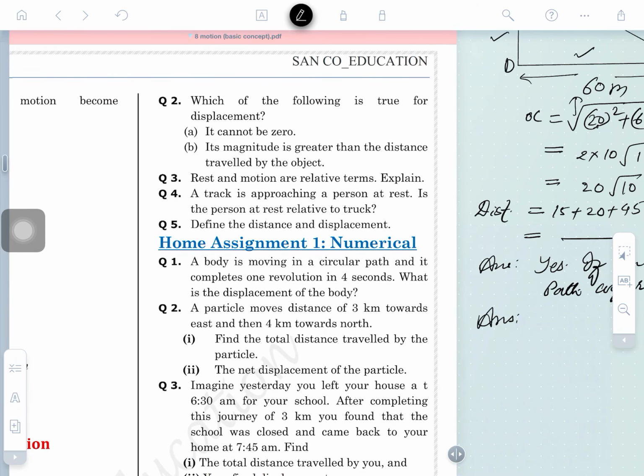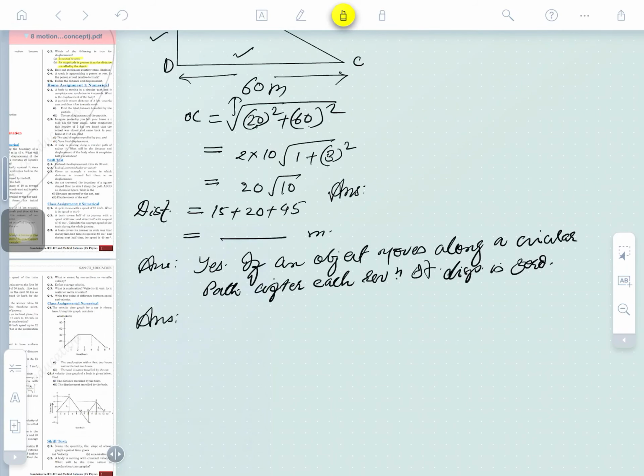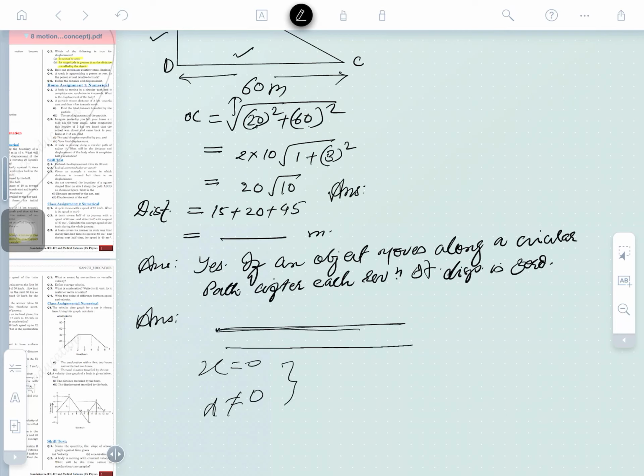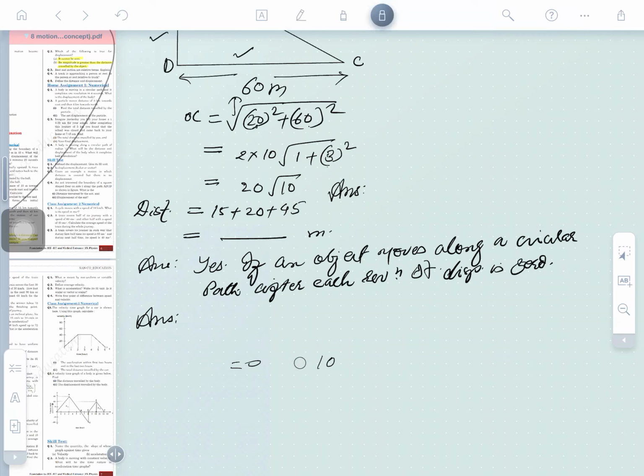Skill testing. Which of the following is true about displacement? It cannot be 0? Yes, it can be 0, we have just proved it. Its magnitude is greater than distance? No. Suppose an object moving along a straight line goes from A to B and comes back. Displacement is 0, but distance is non-zero. If the object goes in only one direction, suppose the distance is 20 and the displacement is 20. So distance and displacement can be the same, but displacement cannot be greater than distance.